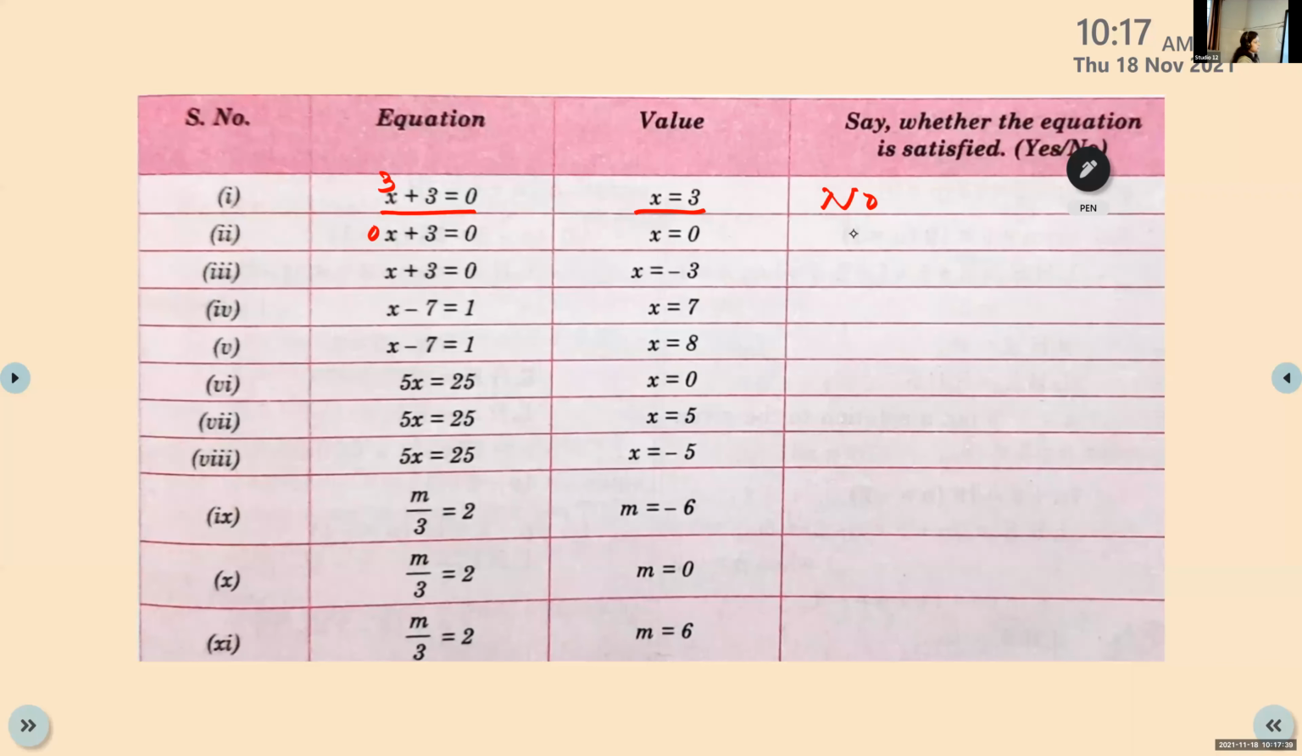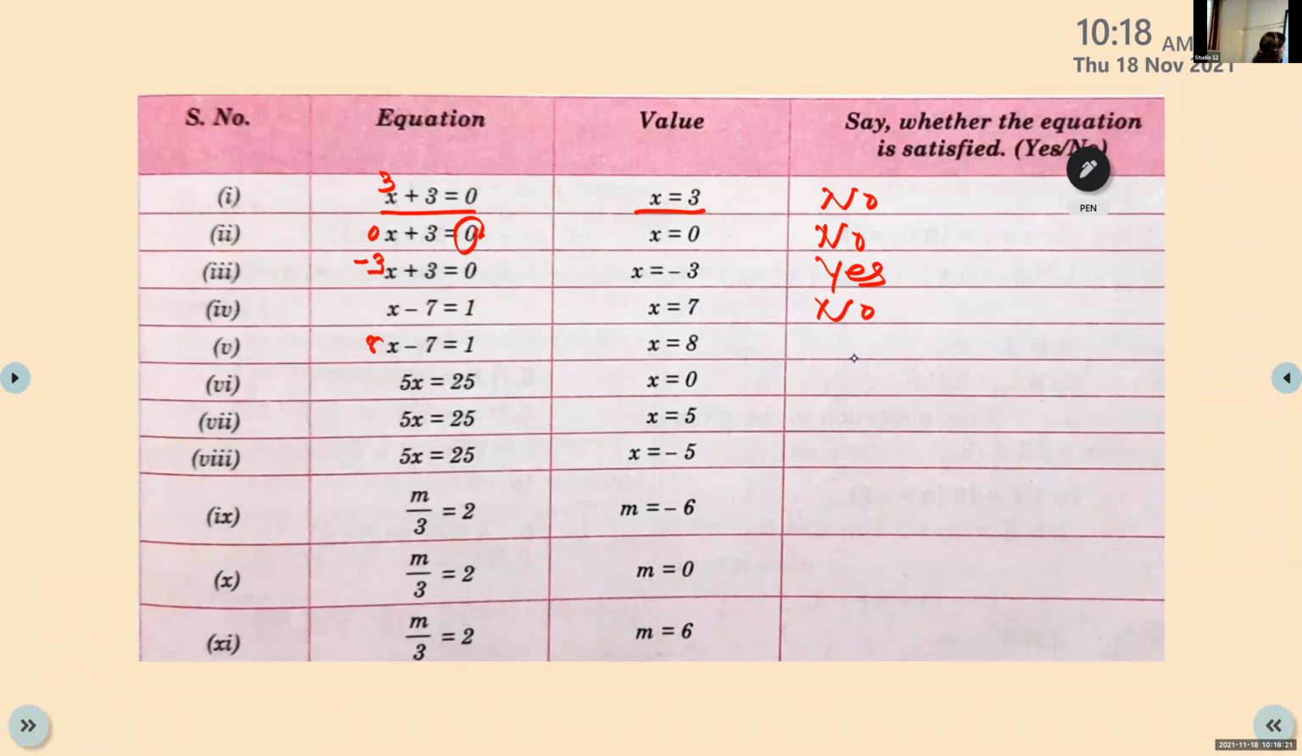What about the next one? x plus 3 is equal to 0, x is equal to negative 3. Is it correct? Yes, because if you put negative 3 in the place of x, we will get 0 as the answer. Negative 3 plus positive 3 is equal to 0. So the answer is correct. Now next one, x minus 7 is equal to 1. x is equal to 7. Is it correct? No. Next, x minus 7 is equal to 1, x is equal to 8. 8 minus 7, you will get 1, correct.